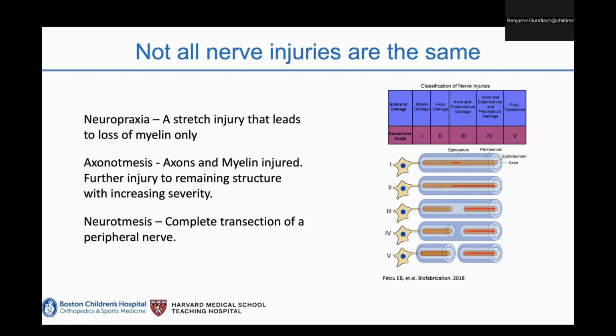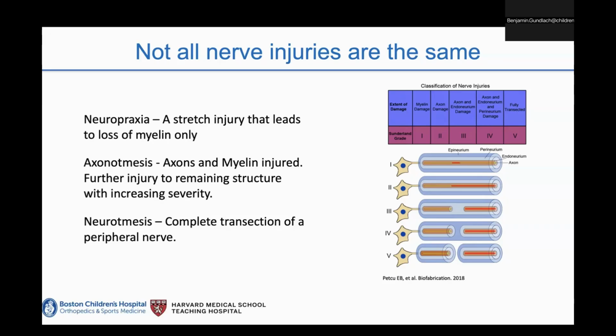From a clinical standpoint, these are the brachial plexus birth injury patients that are said to have had a quote unquote stretch injury and resolve in a matter of days to weeks. With further successive injury to other structures, we begin to see axonotmetic injuries, where not only the myelin is injured, but the axons as well. And ultimately, a neurotmetic injury is a complete transection or rupture of the peripheral nerve.